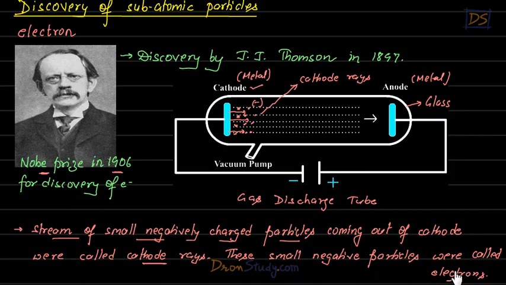So you understand briefly how J.J. Thomson discovered electrons. Right? We are not going to go in great detail of this experiment. You should just understand that he made a setup like this, which is called gas discharge tube, and he noticed that from cathode small negatively charged particles were coming out, and these stream of particles were called cathode rays, and these small particles were called electrons.